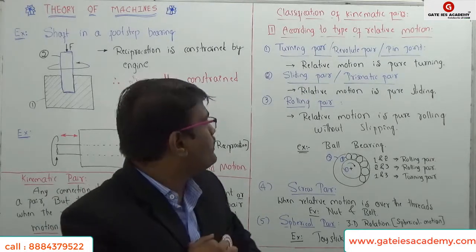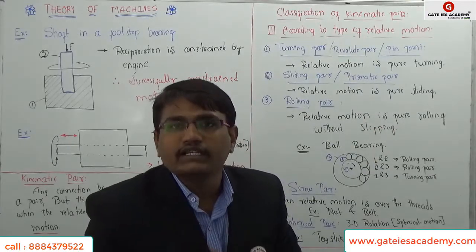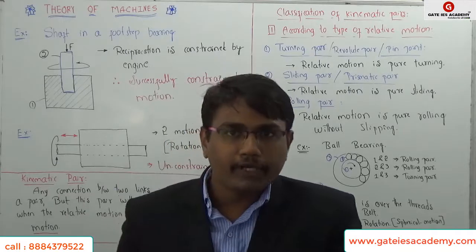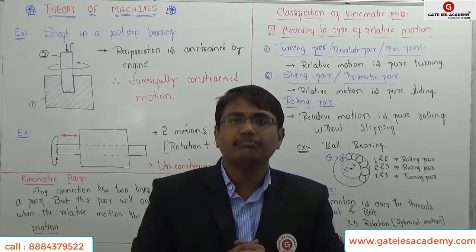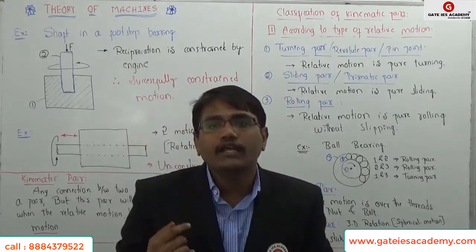So such kind of a pair, where the relative motion is a pure sliding, is known as a sliding pair or a prismatic pair. See, the first one was the turning pair, the second is a sliding pair. Now let us see what the rolling pair is.